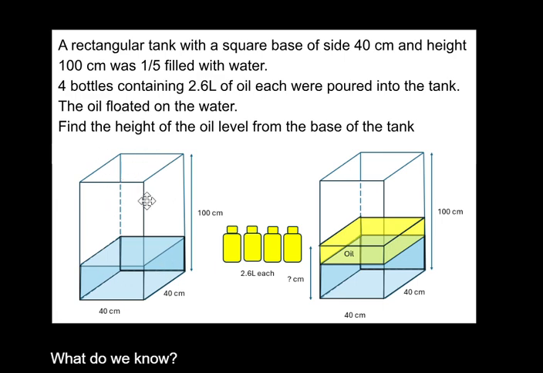So this is the tank. The side is 40 cm, so it's 40 by 40, and the height is 100 cm, and it is 1/5 filled with water. These are the 4 bottles of oil, which will then be poured into the tank itself, and the oil actually floats on the water. So the question asks, what is the height of the oil from the base of the tank? That means from here all the way to the top. And each bottle is 2.6 liter.